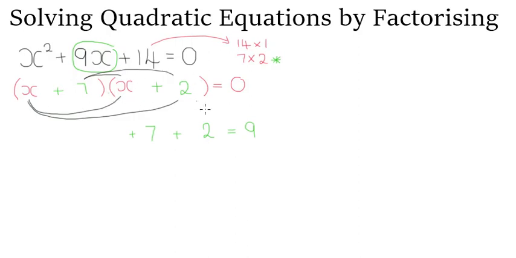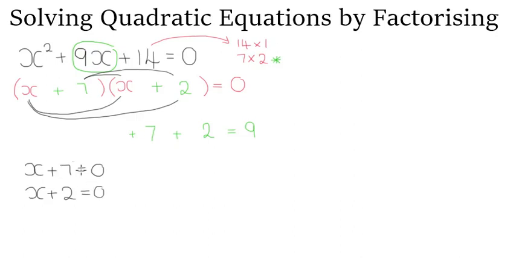Perfect. So we need to think, okay, what number times a number gives me 0? Obviously, for that to be true, one of these brackets has to be 0. So let's say first, imagine that x plus 7 was equal to 0, because 0 times any number gives me 0. But also, for this to be true, x plus 2 could also be 0.